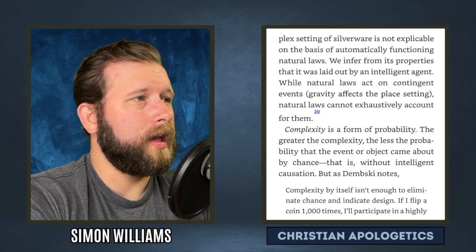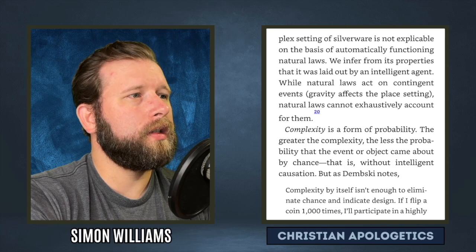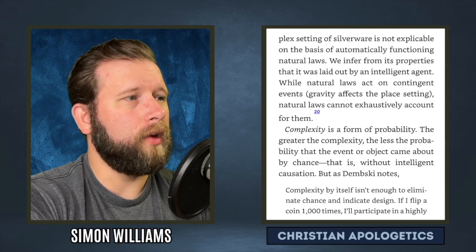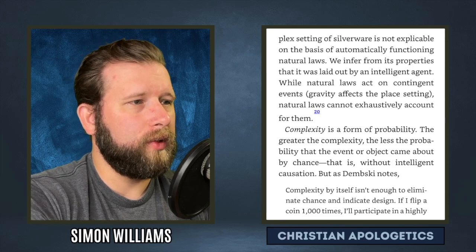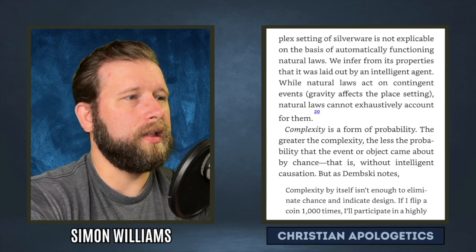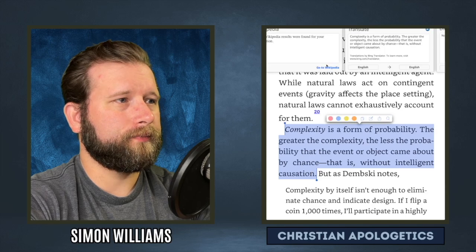While natural laws act on contingent events, gravity affecting a place setting, natural laws cannot exhaustively account for them. Complexity is a form of probability. The greater the complexity, the less the probability that the event or object came about by chance, that is, without intelligent causation. All right, so let's highlight this.